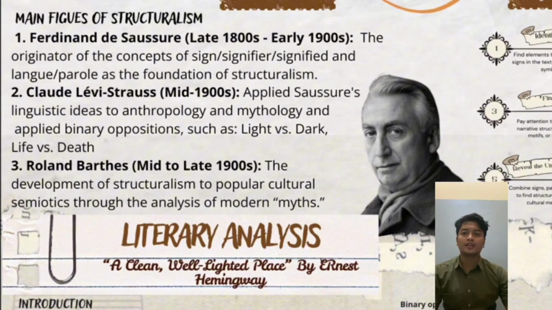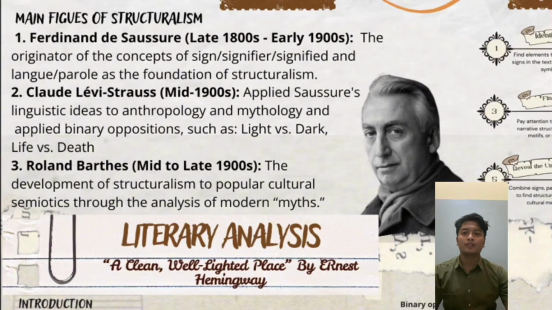The second figure is Claude Lévi-Strauss. His period is around the middle of the 1900s. He took linguistic ideas and applied them to anthropology and mythology. He famously applied the concept of binary opposition. Binary opposition is pairs of opposing concepts like light versus dark or life versus death, showing how they are the fundamental building blocks of human culture and stories.